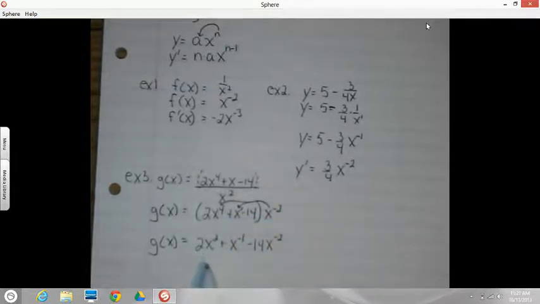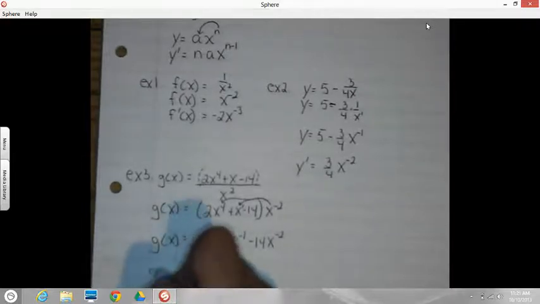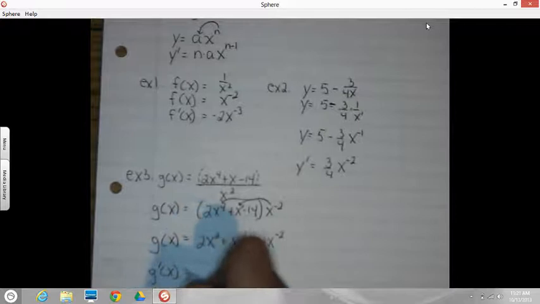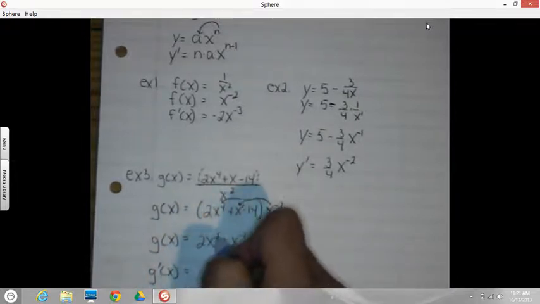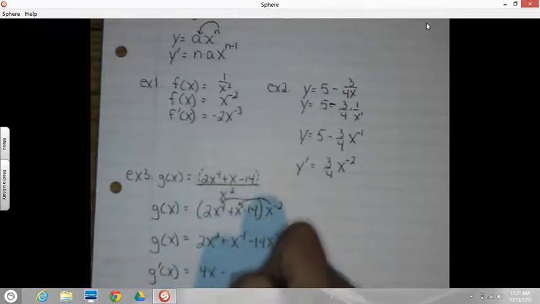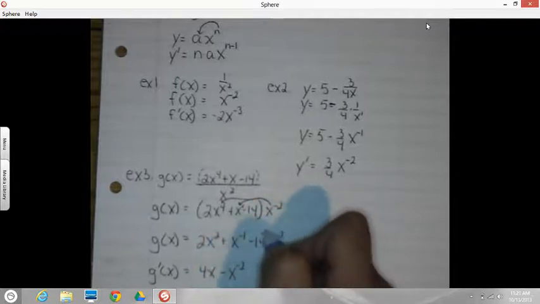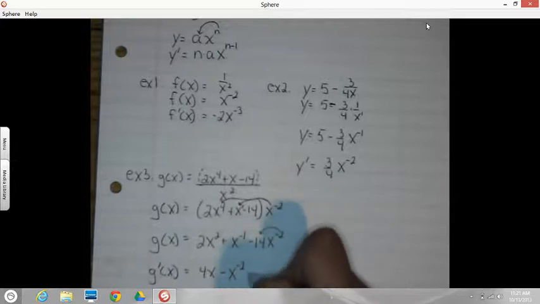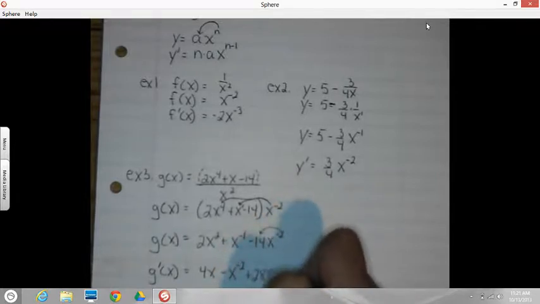Now I'm ready to do derivative. Now the notation comes in, g prime. Be careful with all of that, because if you put the prime in the wrong spot, I will mark it wrong. So here, multiplying 4x minus 1x to the negative 2. This will become a plus 28x to the negative 3.